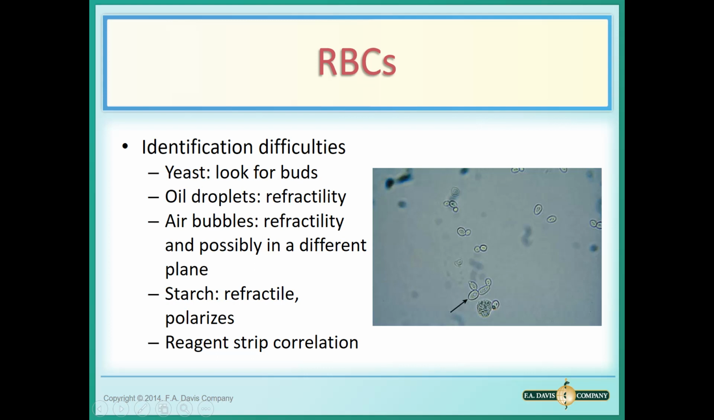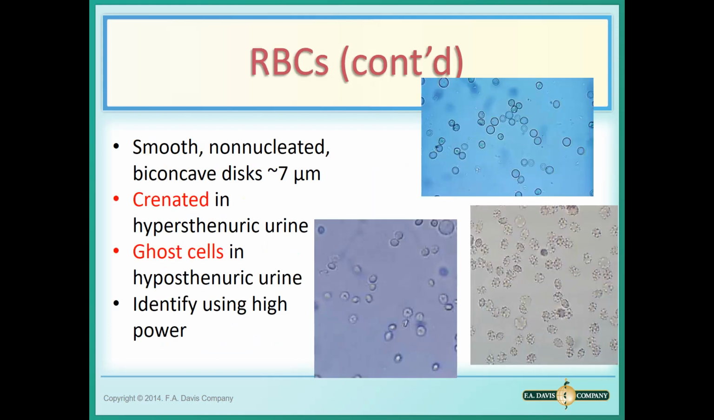Remember, oil droplets are going to be very shiny. Air droplets are going to be very shiny or refractile, and maybe on a different plane. So if you're focusing, remember to find a cell to focus on, not just on something. Starch is going to be very refractile. Things that don't come from your body are typically going to be very refractile. And I say that in the strangest way because oil can be included in cells because it's coming from your body, but it's not always. And remember, we're always going to correlate this to the reagent strip.